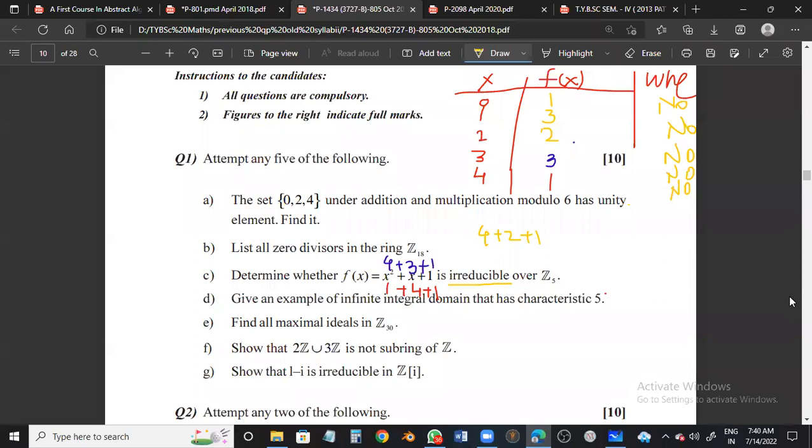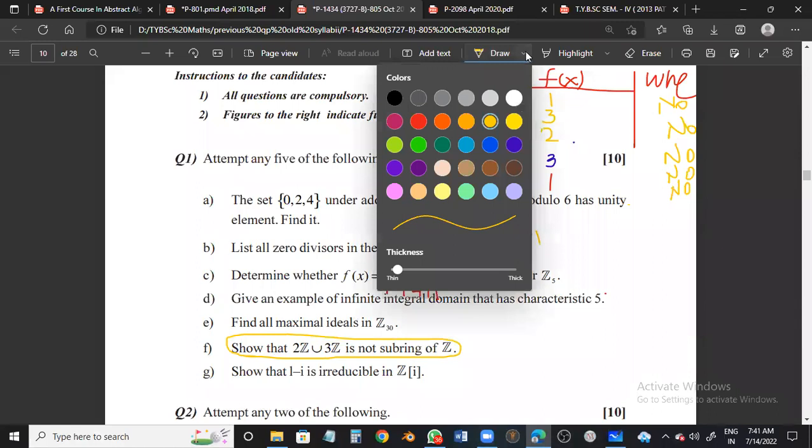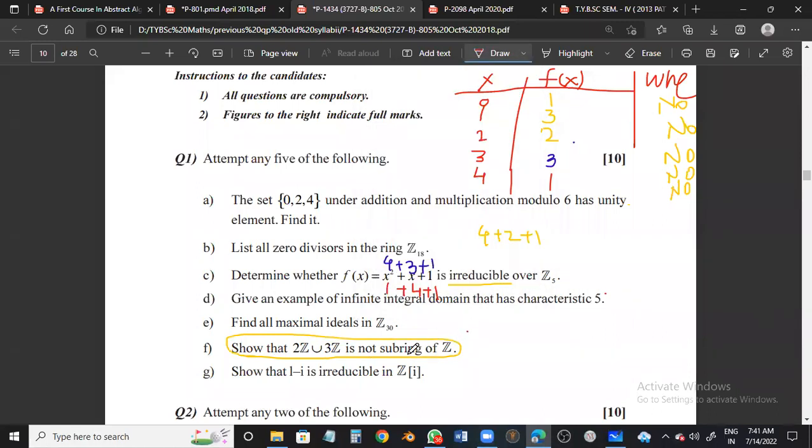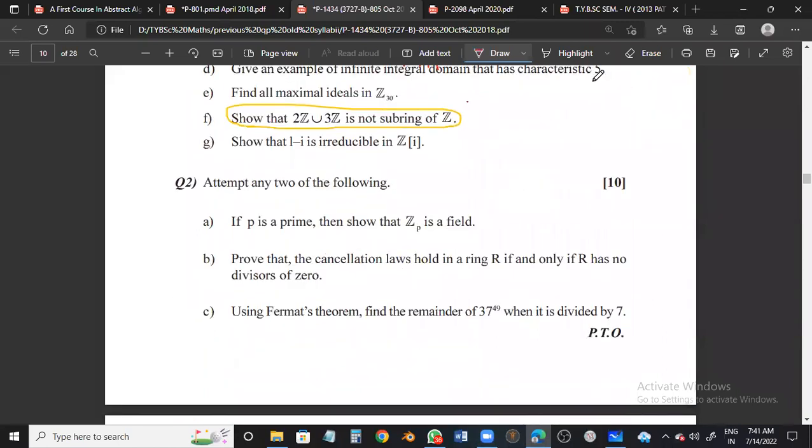All right. Now I would like to jump to this F. As I saw, this is quite easy. Quickly you can have it because less time is left with us. So I hope all of you are concentrating on this: 2Z union 3Z is not a subring of Z. How would you go for this? What is 2Z?